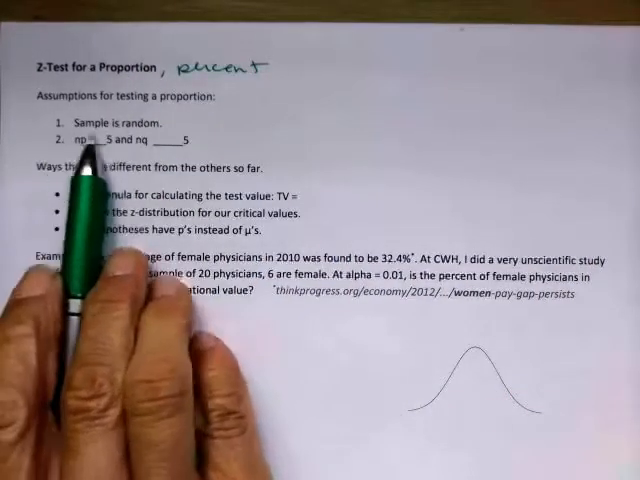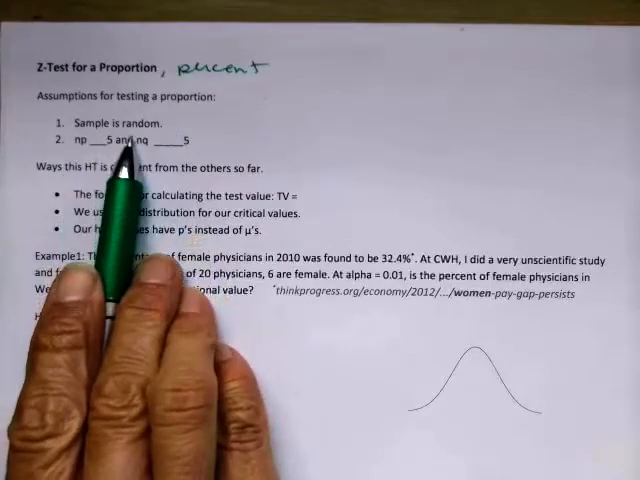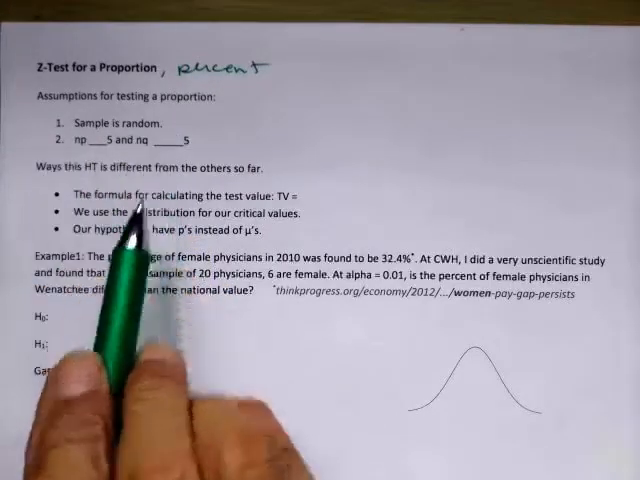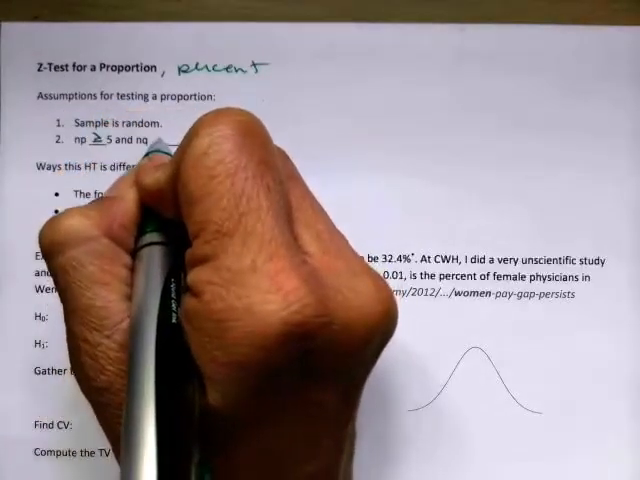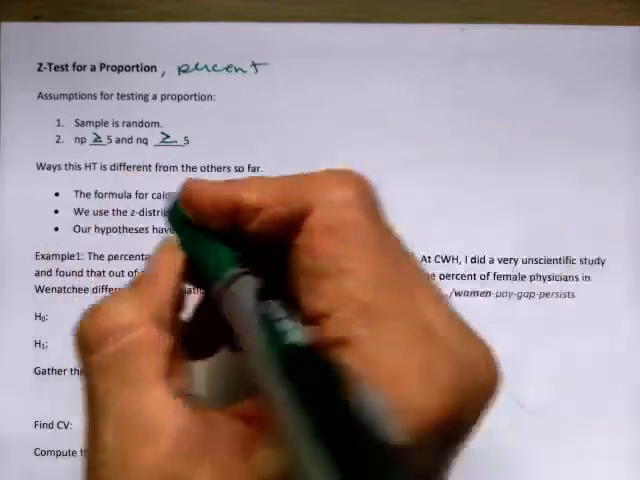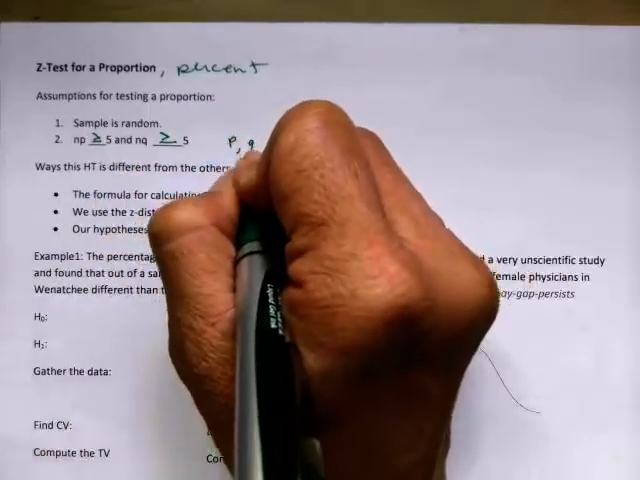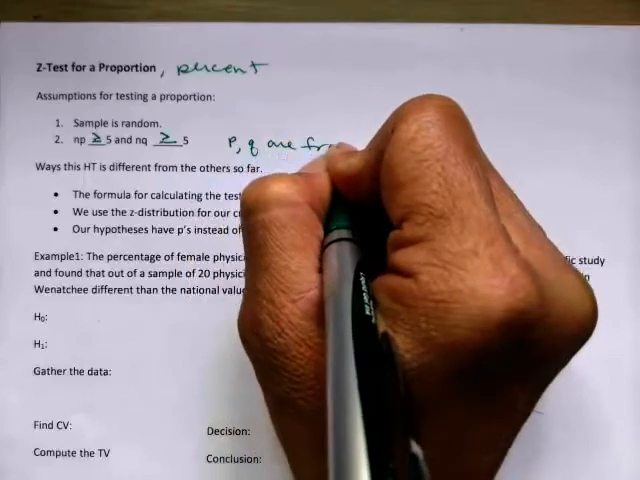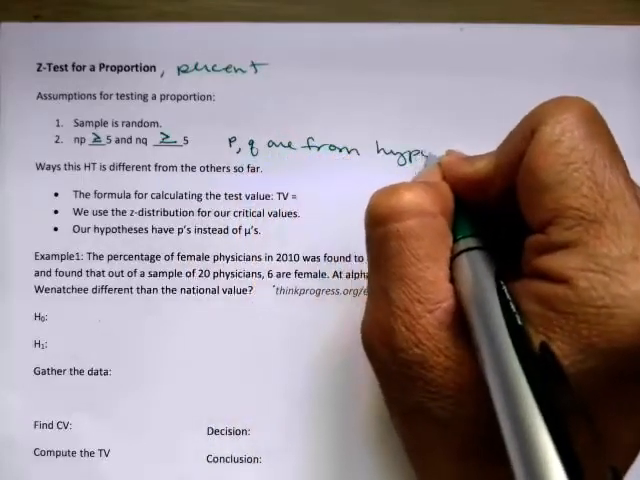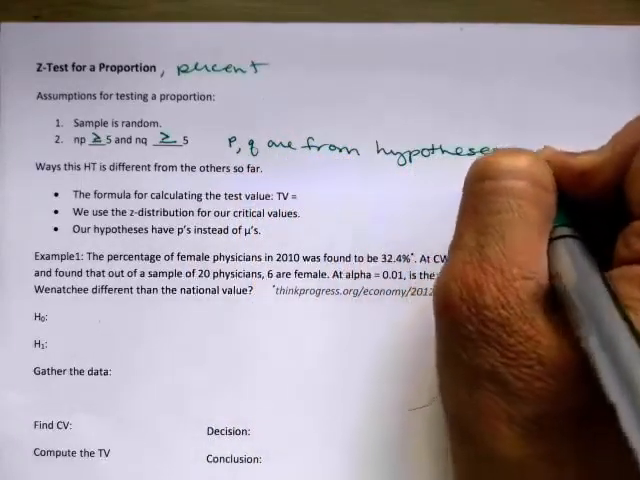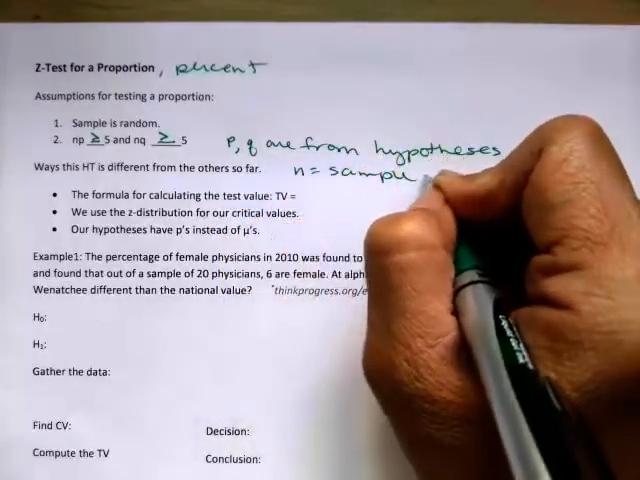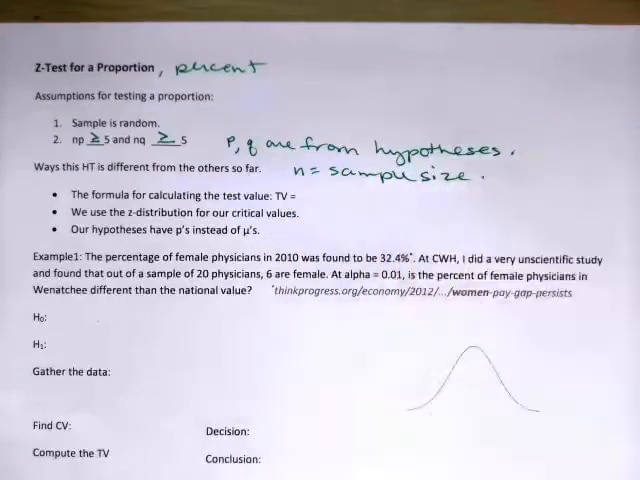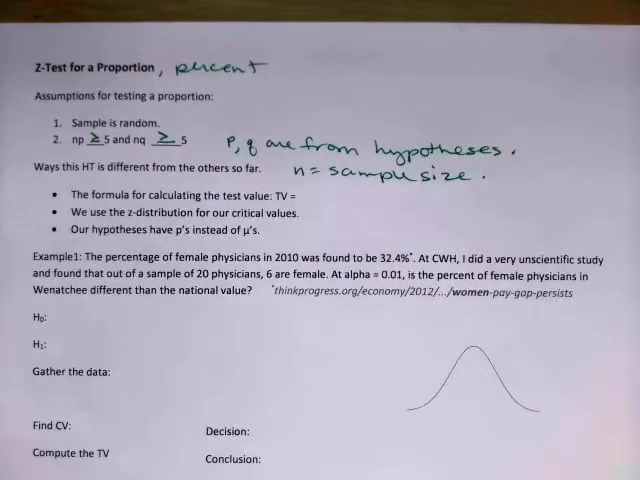So we need some assumptions for testing a proportion. So first off, the sample is random. And then this one, that n times p is greater than or equal to 5, and n times q is greater than or equal to 5. Now for both of these, the p and the q are from your hypotheses. So not from what your sample tells you, but from your hypotheses. But n is the sample size, just like it always is. Okay. So in most book problems, we're not really going to have to worry about this too much.